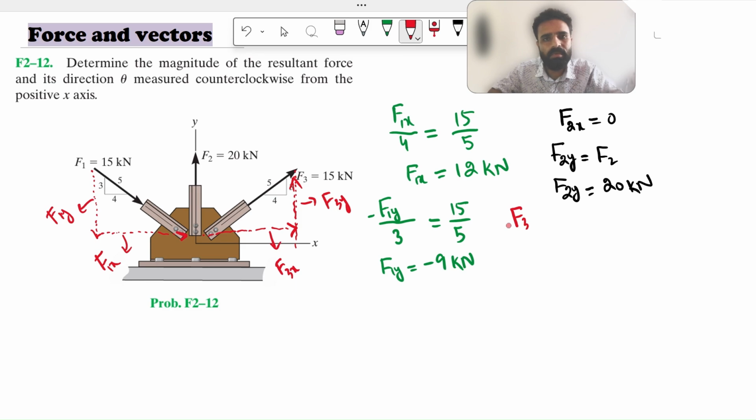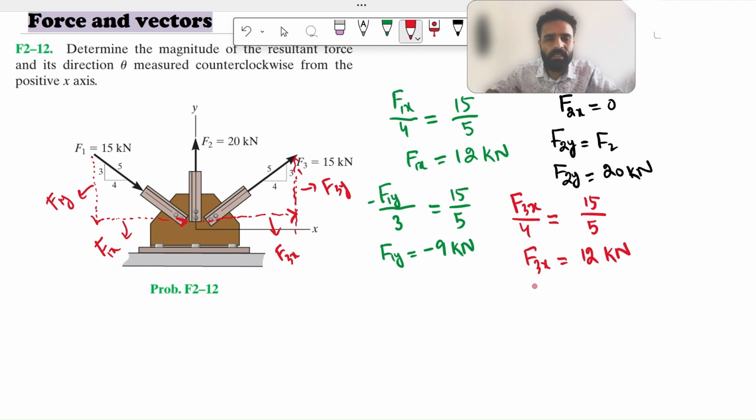I will be applying the similar triangle technique: the base of the large triangle, which is F3x, divided by the base of the small triangle, which is 4, will be equal to the hypotenuse of the large triangle, which is 15, divided by the hypotenuse of the small triangle, which is 5. So the F3x will become equal to 12 kilonewton.